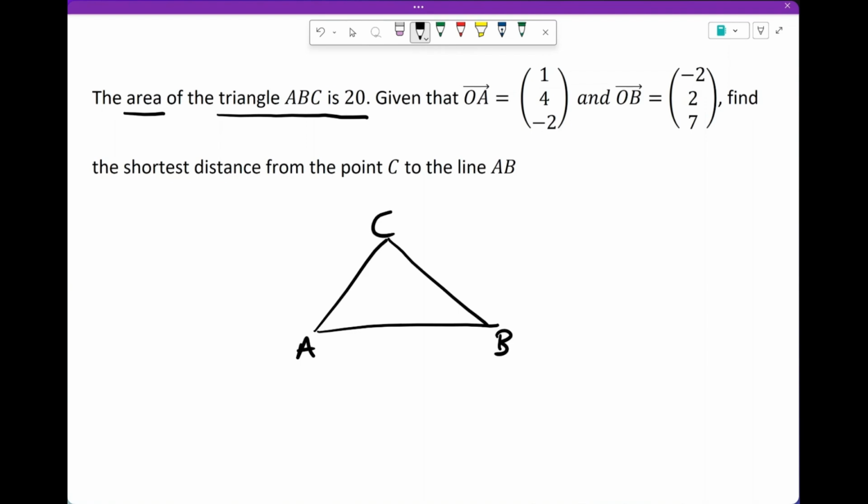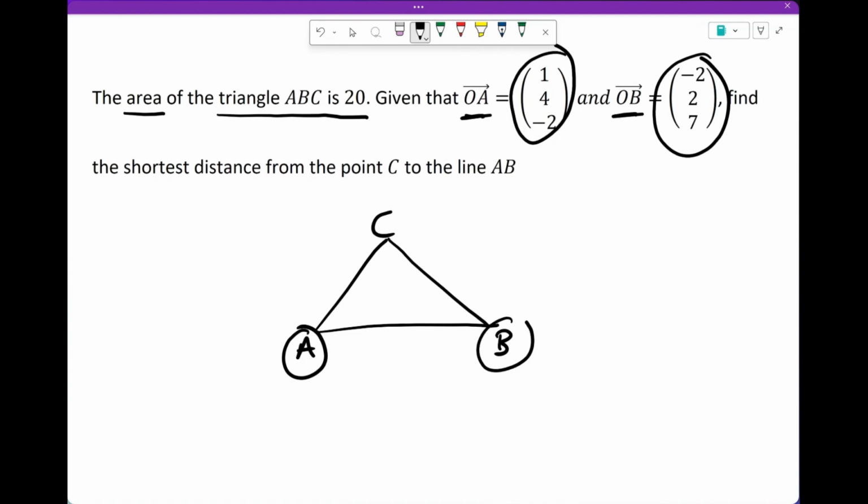And we're given that OA, the position vector of A, is (1, 4, -2). So I have the position vector for this point here. And then we're given the position vector of B, OB, is (-2, 2, 7). So we have the position vector of this point here as well. Then we need to find the shortest distance from the point C to the line AB.